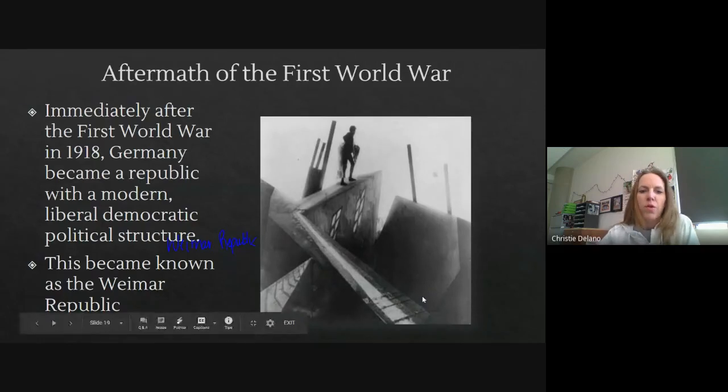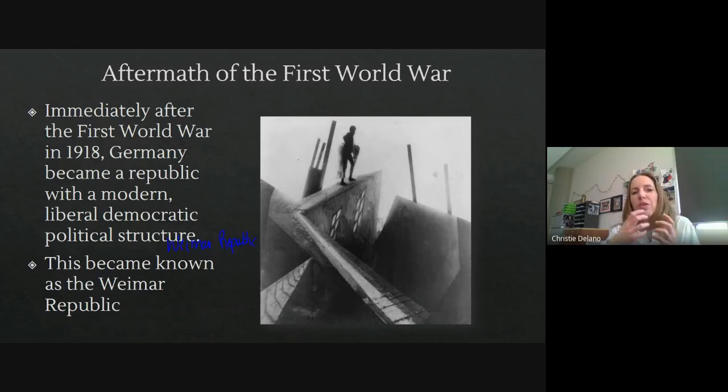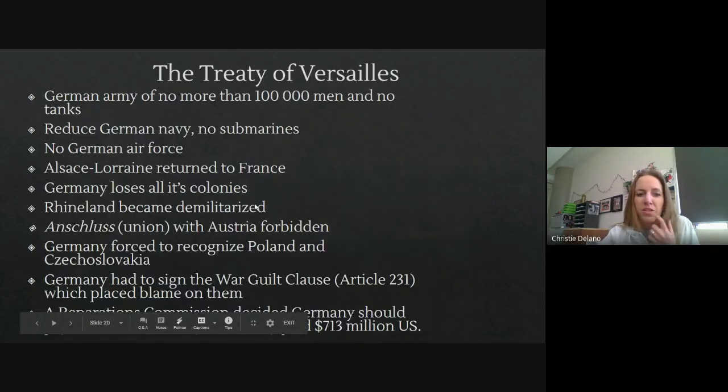Okay. So if you recall from the end of the First World War, the immediate aftermath of the war, Germany actually had, at that time, a modern, liberal, democratic political system. And that was called the Weimar Republic. And they were not in power during the First World War. They come to power at the end of the war, and they are the government that is forced to sign the Treaty of Versailles. They were not the perpetrators of the war, but they are the ones being forced to take responsibility for it.